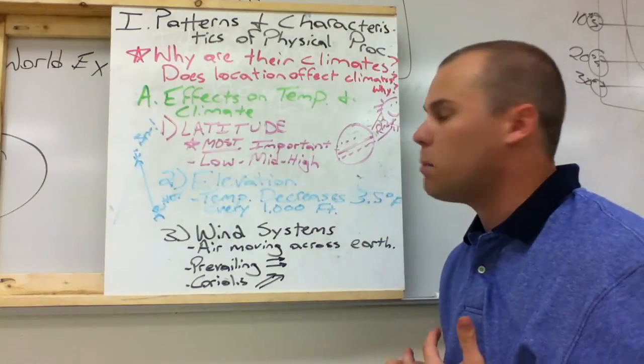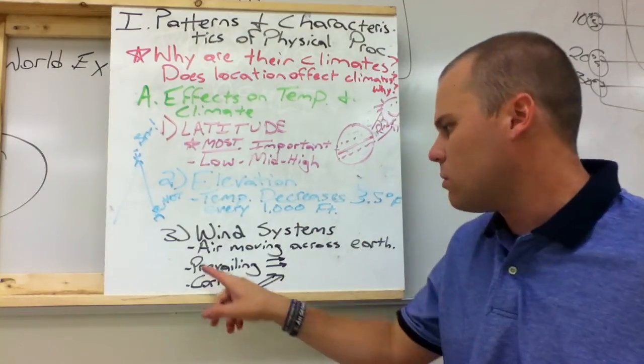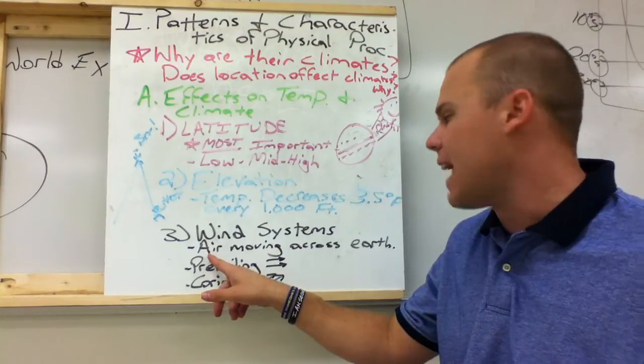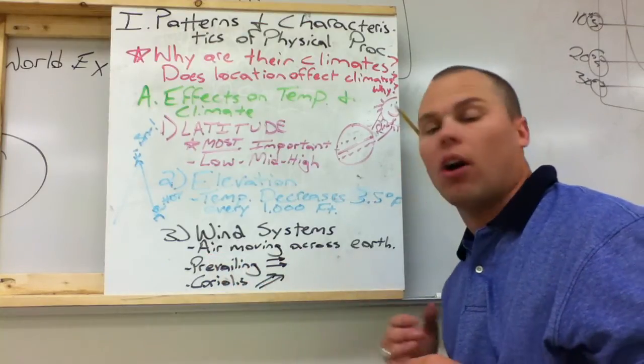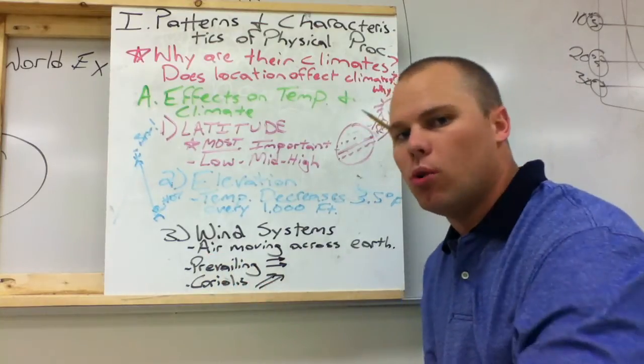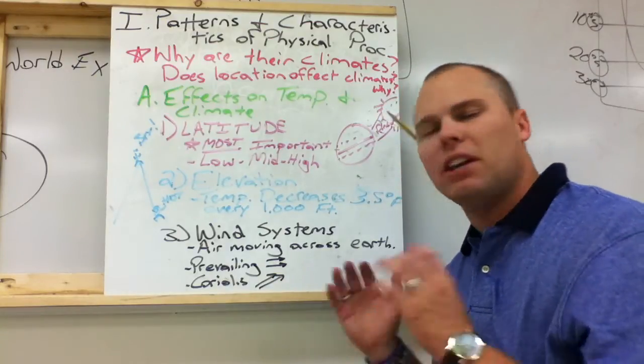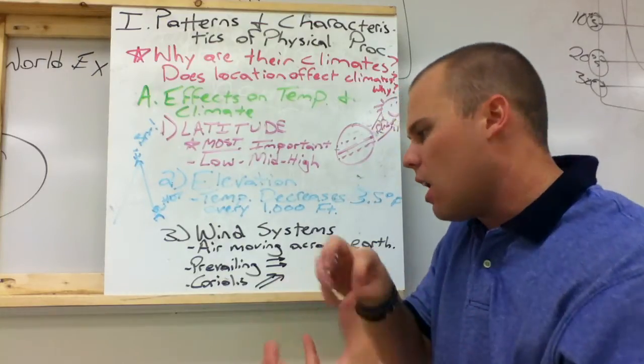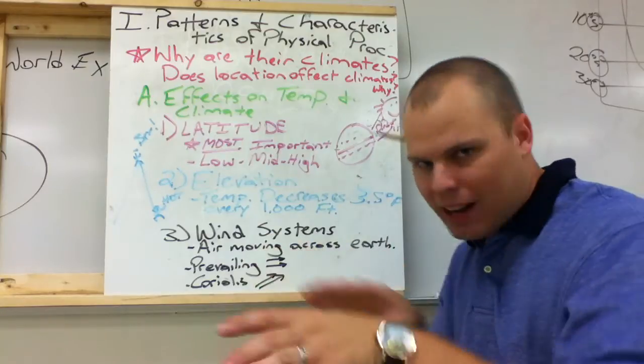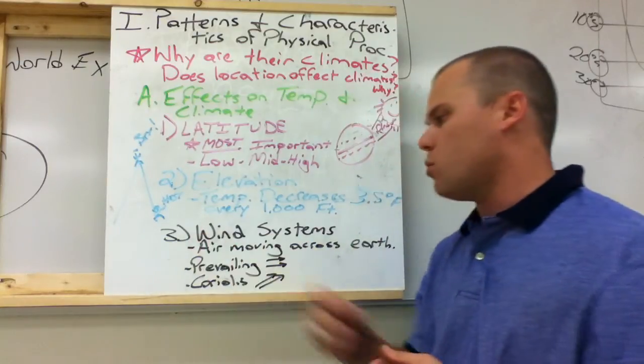Next thing that can affect temperature and climate are the wind systems. The definition for wind is air moving across the earth. That air that moves is wind. Okay, there's many different reasons that cause wind. The heating and cooling of the Earth's surface creates this movement of air known as wind.